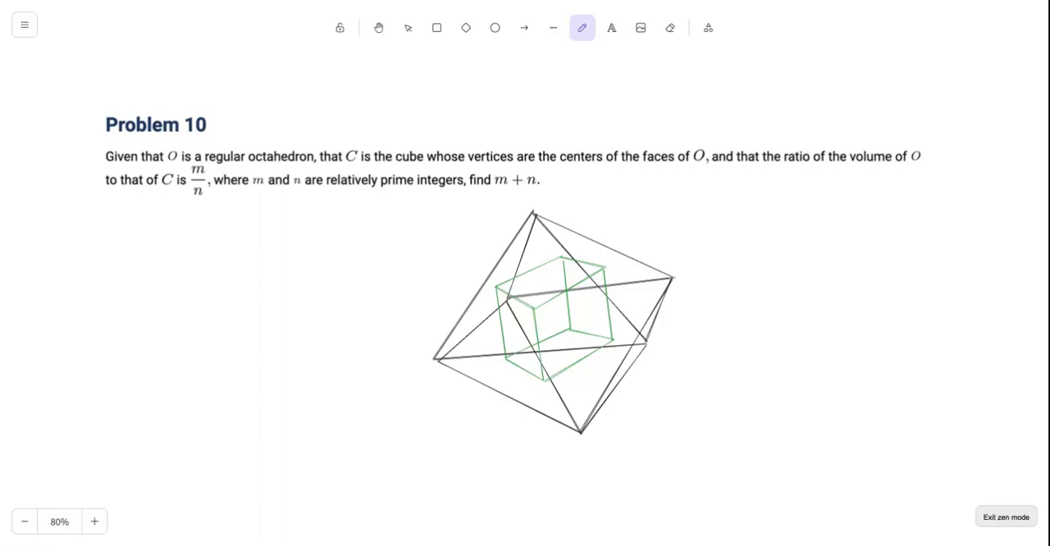I'm going to go over the 2005 AIME II number 10. Given O is a regular octahedron and C is a cube whose vertices are the centers of its faces, we have to find the ratio of the volume of O to that of C.